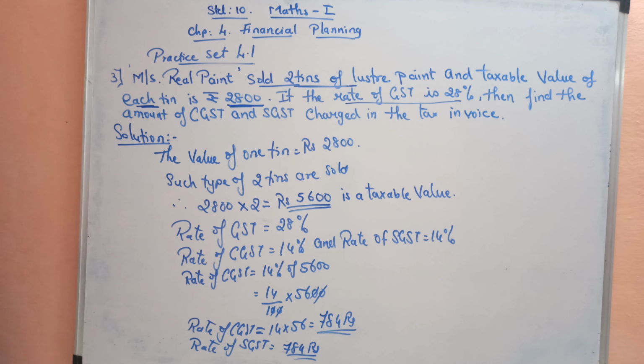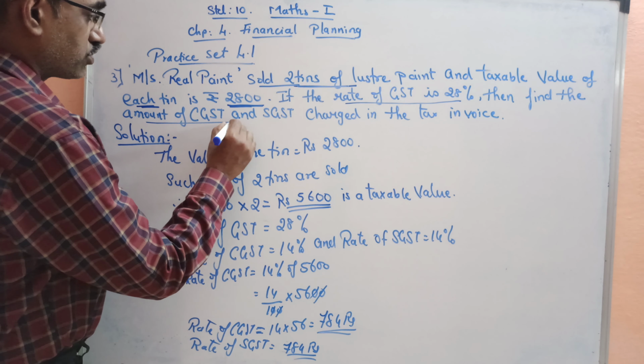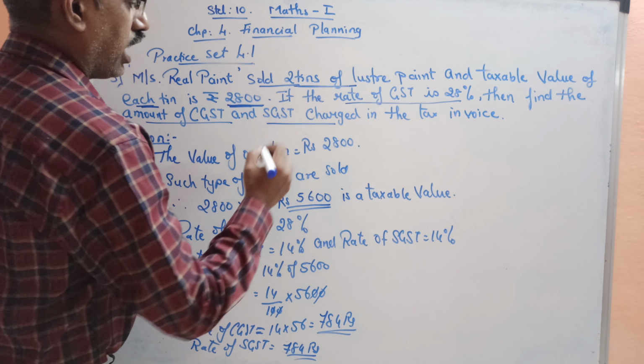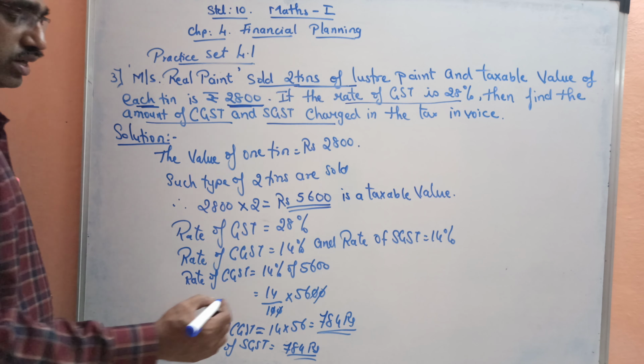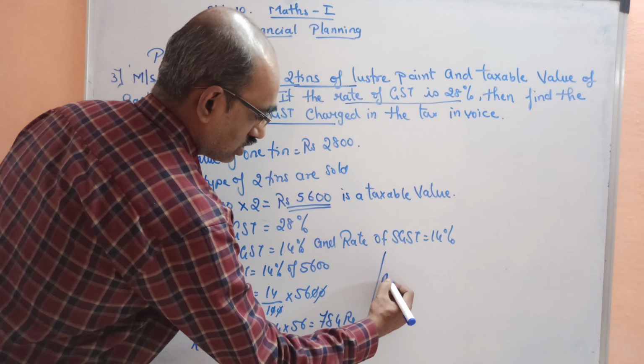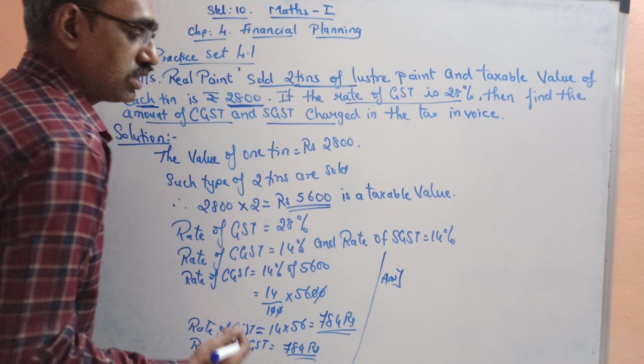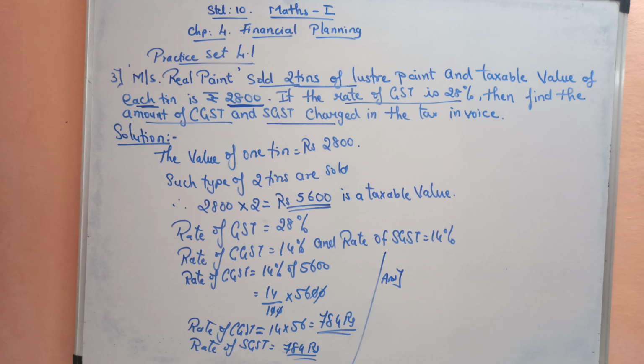This is what you have got. They have asked the amount of CGST and SGST charged in the tax invoice. This is what you have to write. So you have to write the final answer. I write over here, Answer. You have to write the answer so that you will be able to understand what you have written, and the teacher will be able to understand that what you have written is clear.